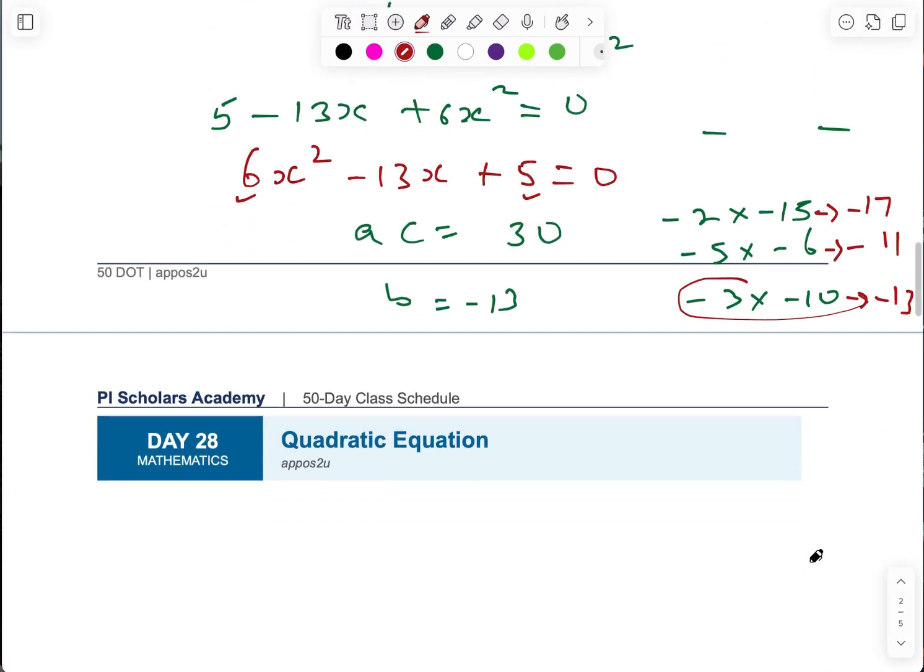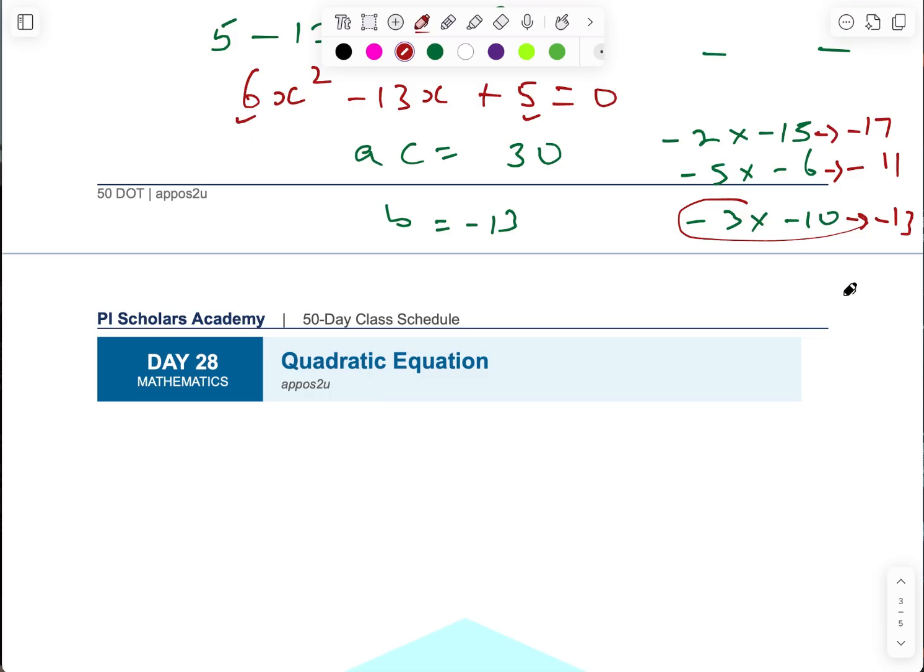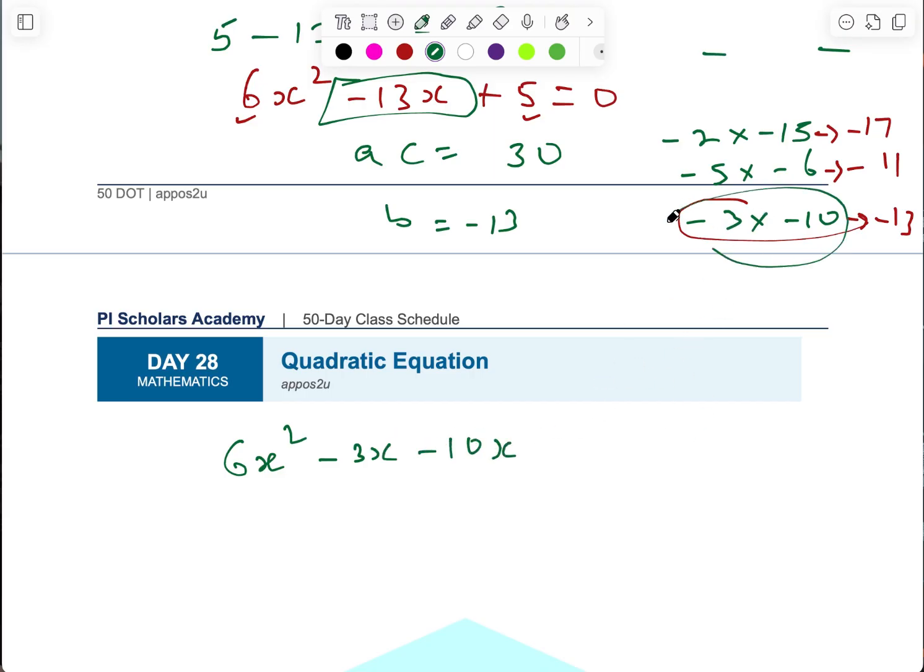Now, let's solve it using the factorization method. What will you use these two numbers to do? You come down here and rewrite this. You have 6x squared, but instead of writing negative 13x, you're going to write negative 3x minus 10x, because this is going to sum up to negative 13. And you repeat the 5, which is the c, the last thing there. So you have 6x squared minus 3x minus 10x plus 5 equals 0.